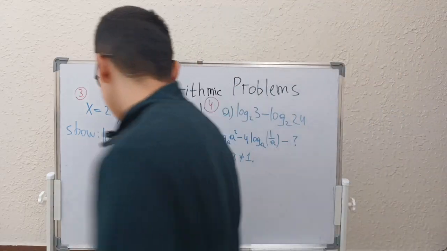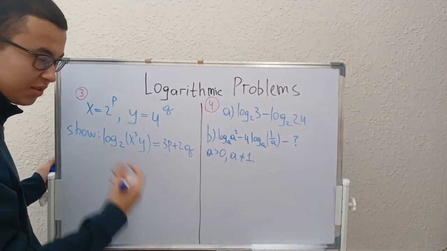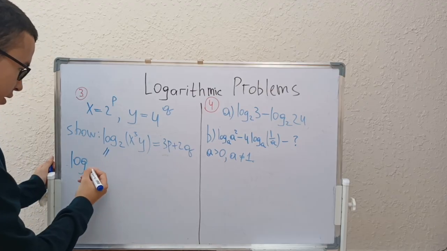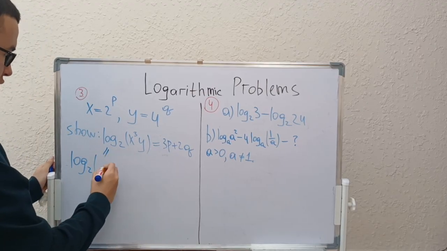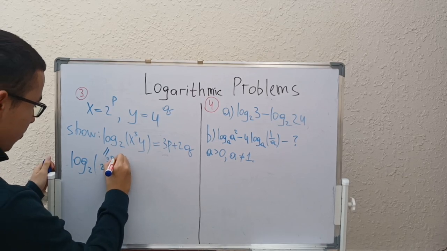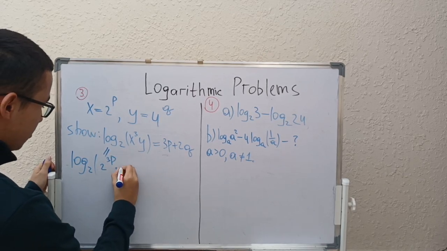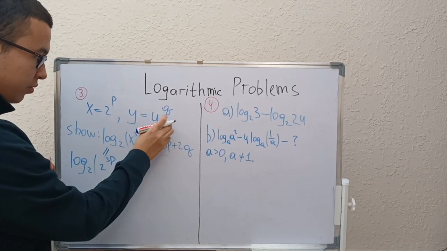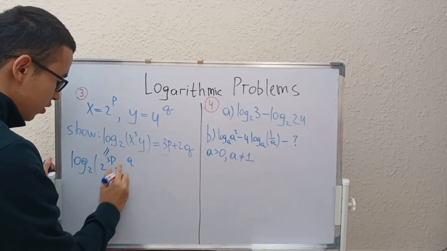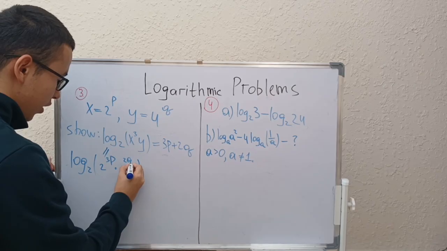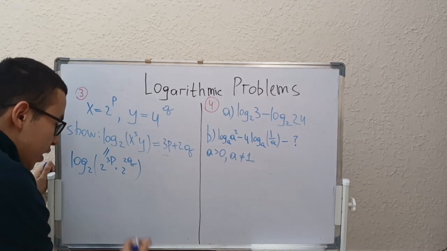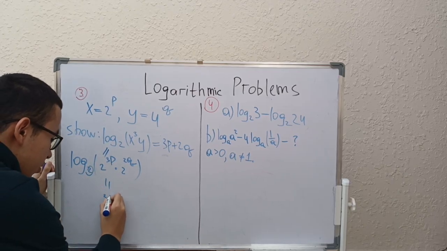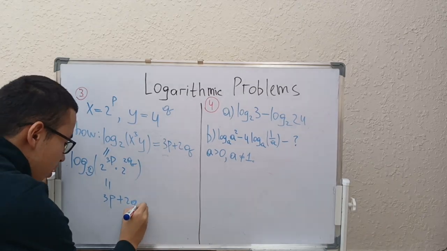So we can just rewrite that expression as log base 2 of 2 to the power of 3p times 4 to the power of q. And because we have 4 to the power of q, we can rewrite it as 2 to the power of 2q. And because we have log base 2 here, we know that this would be equal to 3p plus 2q, just by definition.